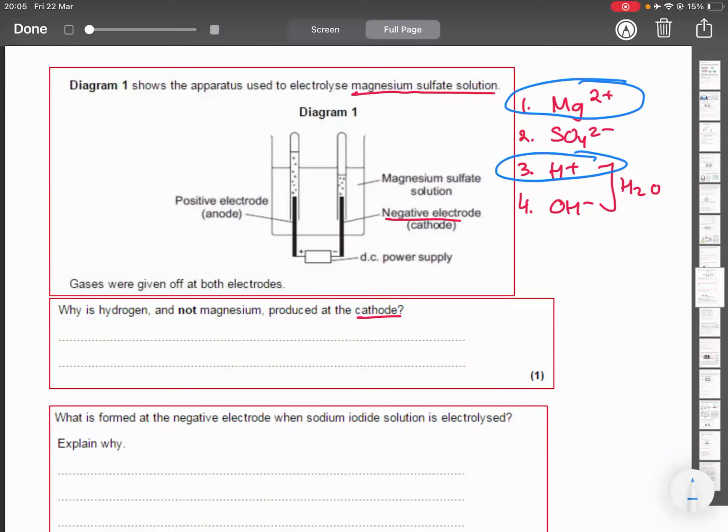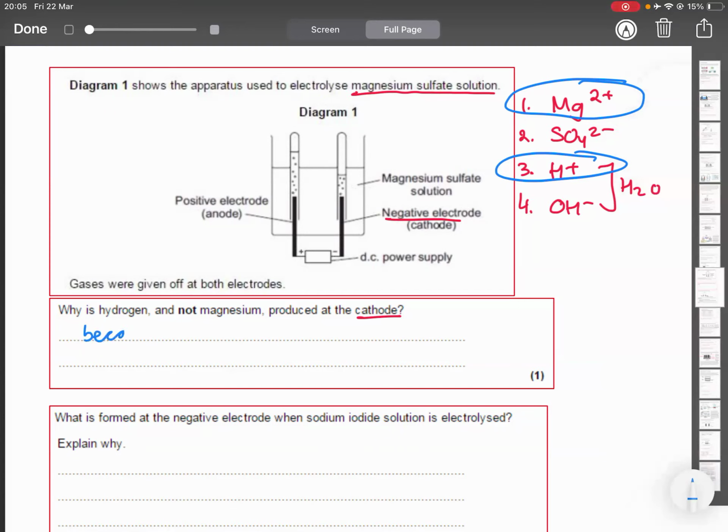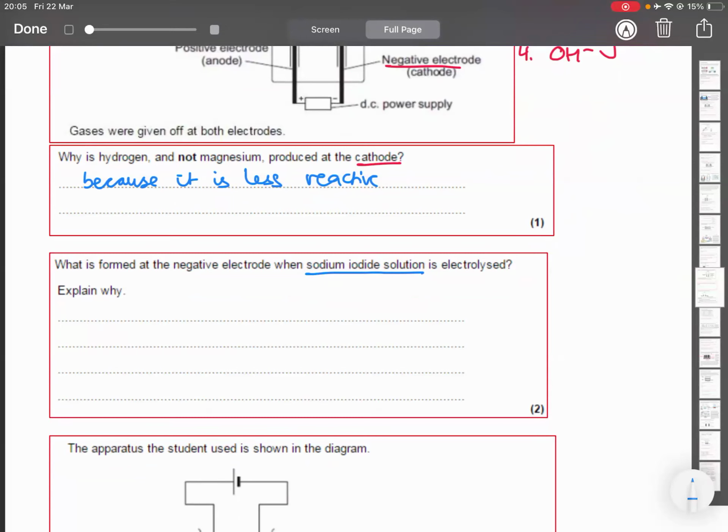The question asks, why is hydrogen produced instead of magnesium? Do you remember the rule we did? We said that because it is less reactive. Okay. And at the negative electrode, when we have sodium iodide, so that's another question. So let's write out the 4 ions of sodium iodide solution. Na+ for sodium, I-, H+, and OH-.